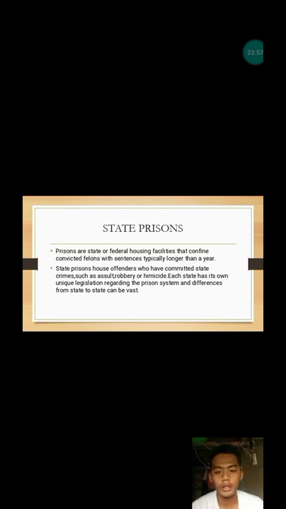So the state prisons are where those who committed crimes such as assault, robbery, or homicide are held. They have their own legislation. They are separated from other inmates because the sentence is longer than a year.